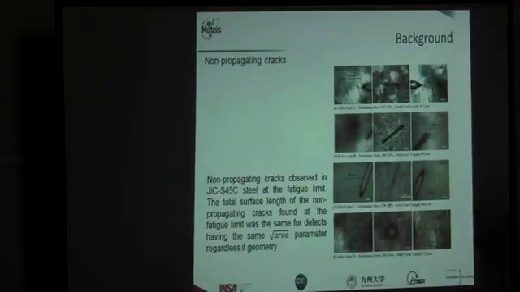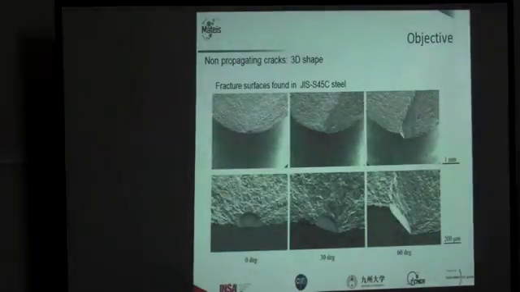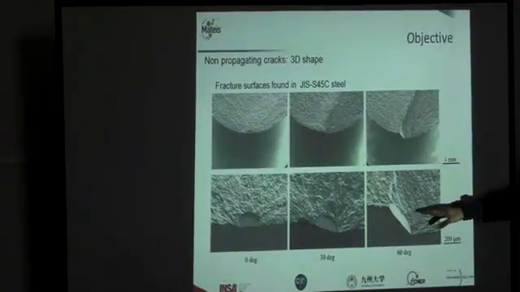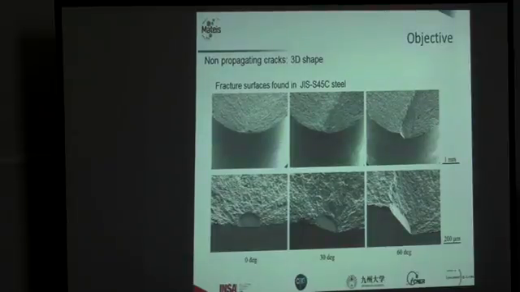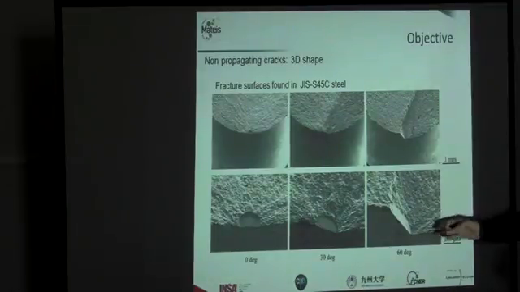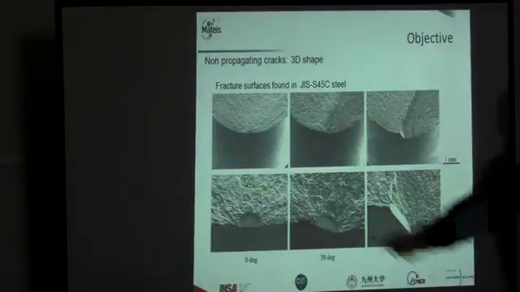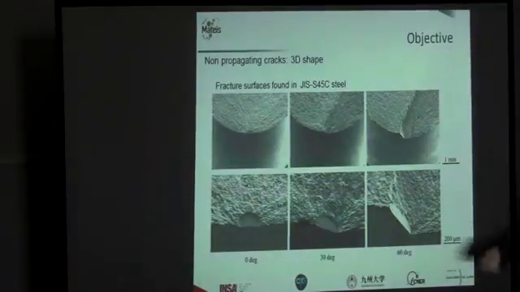So, these are some pictures of the fracture surface of cracks emanating from this defect. The idea was to observe the shape of these non-propagating cracks at the synchrotron radiation facility, in order to observe, at the fatigue limit, the condition of the crack on the root of the notch.